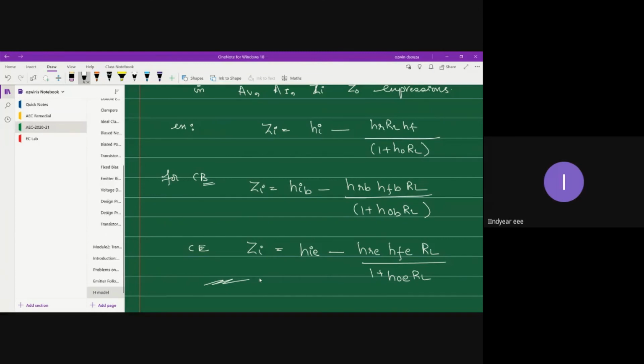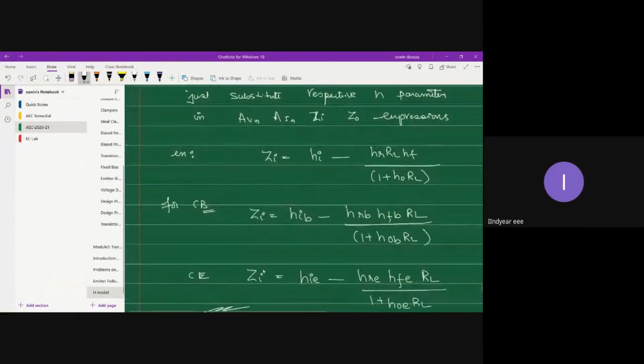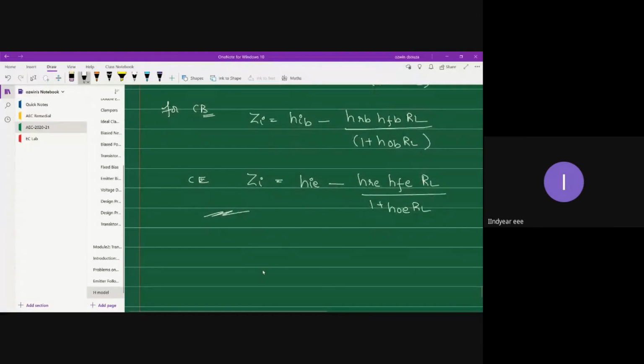All right, so this is about your hybrid parameter, the exact hybrid parameter circuit, the approximate hybrid parameter circuit, and the derivation of current gain, voltage gain, input and output impedances of an exact hybrid parameter circuit. In the next class, I will solve one or two h parameter based problems. And after that, let me discuss the case study and innovative question.